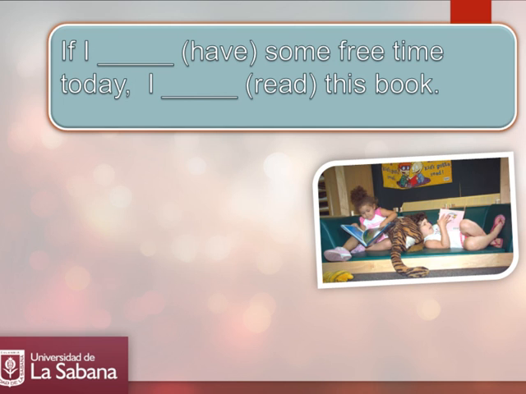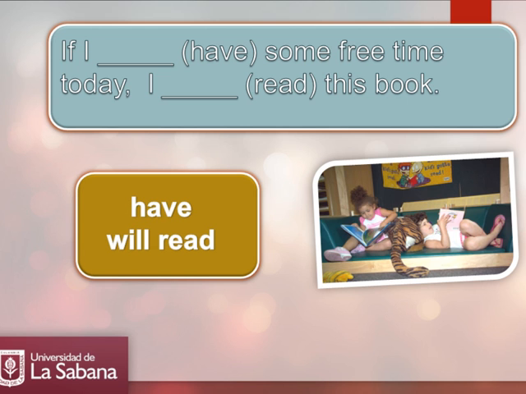How about this one? Once again, pause the video if you need more time, analyze the sentence, decide if we are talking about something that happens all the time, always, or if we are talking about a one-time situation. And when you're ready, you should get, if I have some free time today, I will read this book. Definitely it's conditional type 1 because here we have today. So we are talking only about one situation. And in the if clause, we have present simple and we have future simple in the result clause.